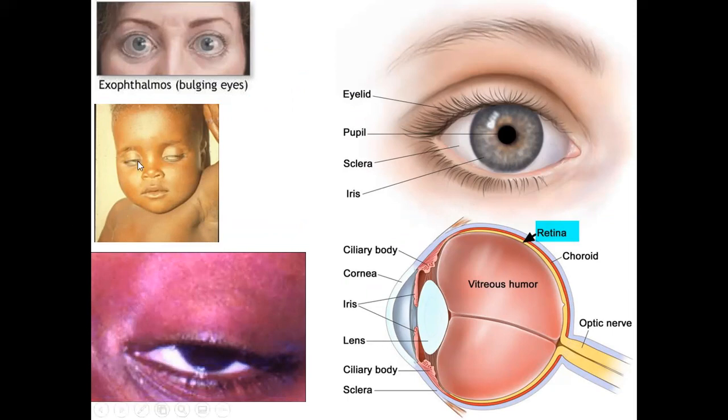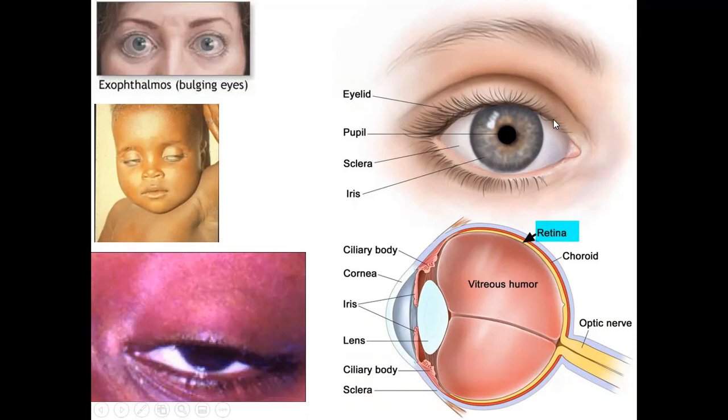Or the patient can present with upper eyelid drooping. It is called ptosis. I'm talking about this one. And this one is a sunken eye, very common in dehydration. Upper eyelid falling, eye drooping.